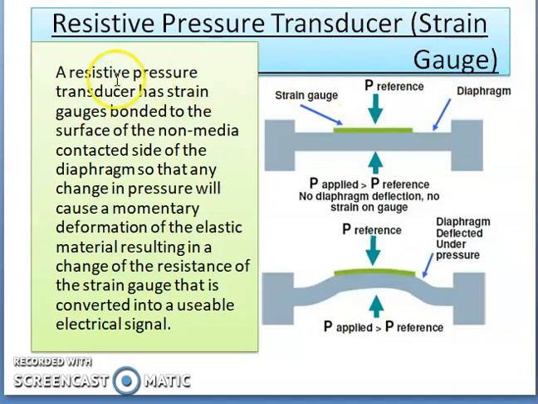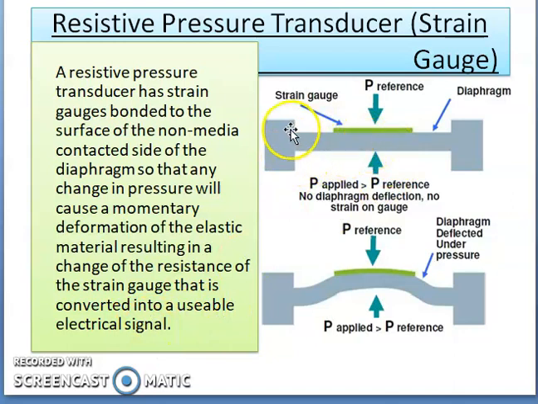That is, a resistive pressure transducer has a strain gauge bonded to the surface of the non-media connected side of the diaphragm, so that any change in the pressure will cause momentary deformation in the elastic material, resulting in a change of resistance of the strain gauge, that is converted into a usable electrical signal.